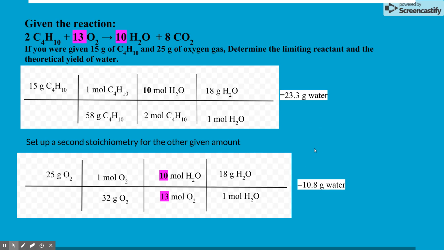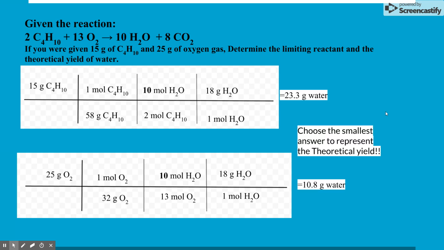Now, I have two stoichiometric answers. Only one of them represents the theoretical yield. We're going to choose the smallest answer to represent the theoretical yield, which would be the 10.8 grams of water. So I'm highlighting that. The theoretical yield is 10.8 grams of water.